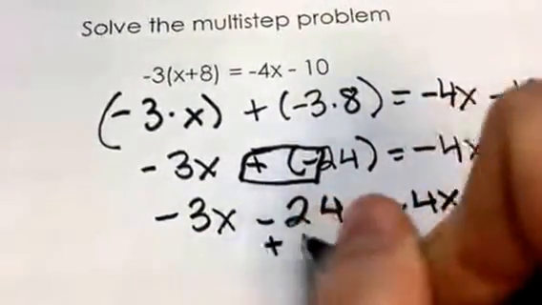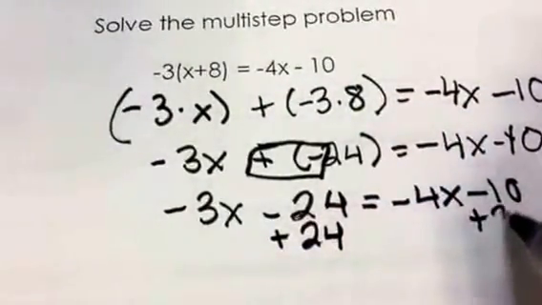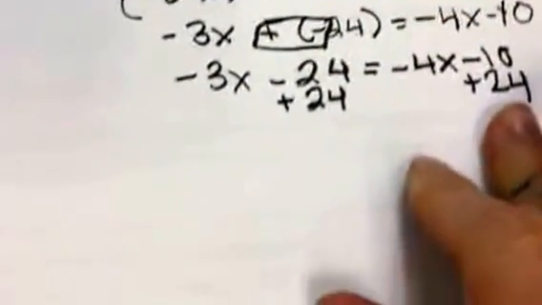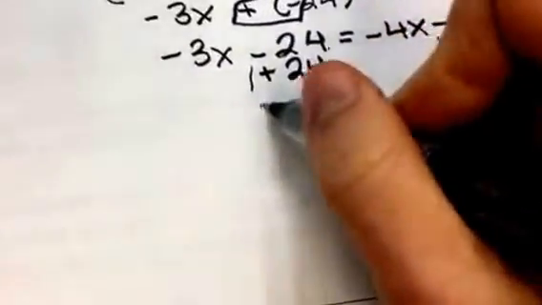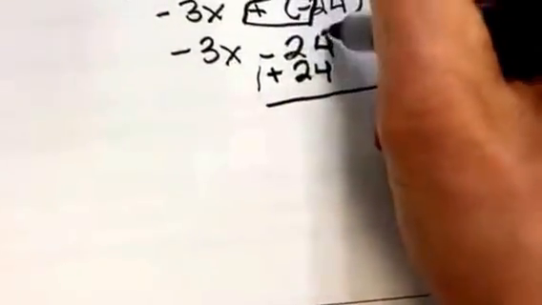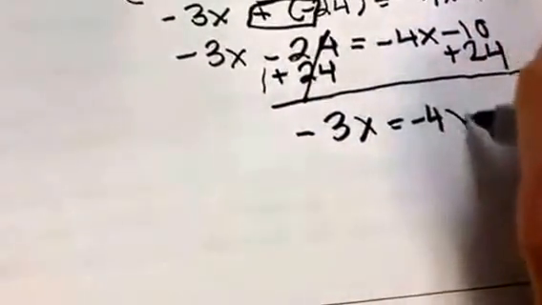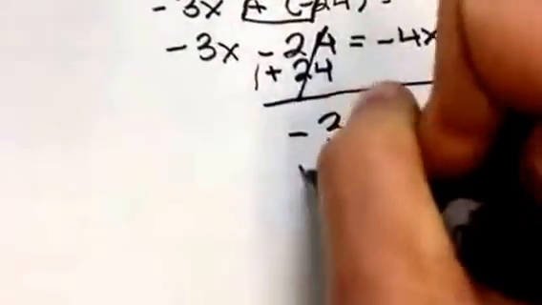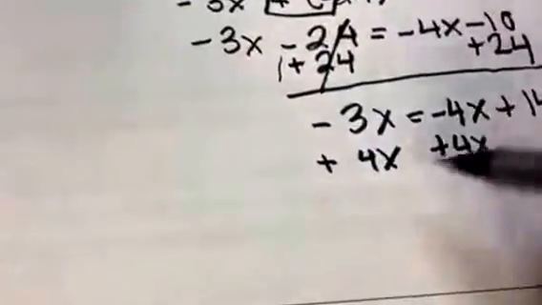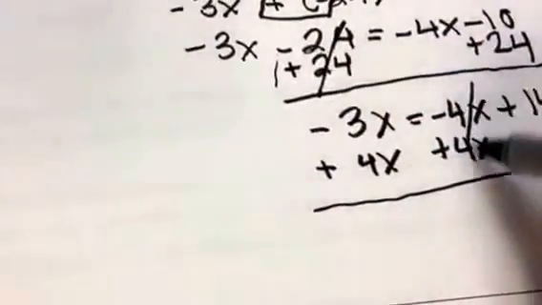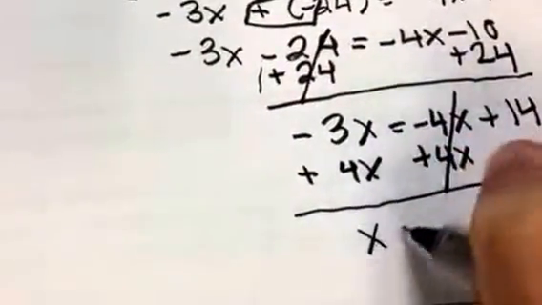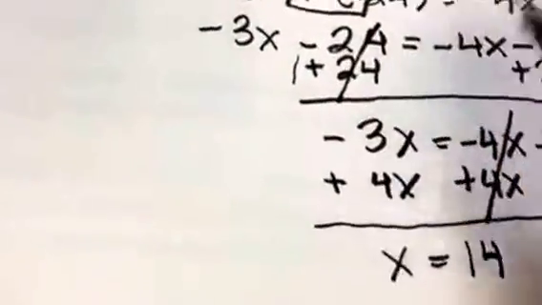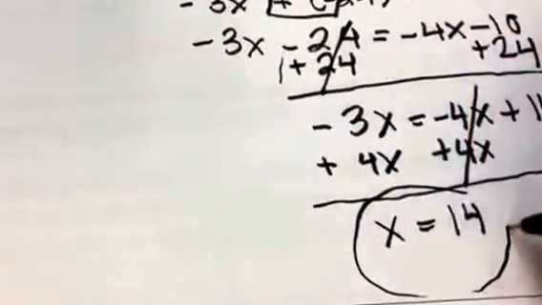Okay, so I'm going to add 24 to both sides. This will cancel. What I'm left with is negative 3x equals negative 4x plus 14, plus 4x, plus 4x. Okay, and what I'm left with here is x equals 14 because negative 3 plus 4 is 1, and that is my final answer.